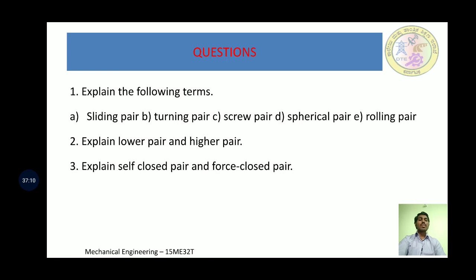Explain self-closed pair and force-closed pair. Self-closed pair: when two elements of a pair are connected together mechanically such that only the required kind of relative motion occurs, it is known as a self-closed pair. Lower pairs are self-closed pairs. Force-closed pairs: when two elements of a pair are not connected together mechanically but by means of an external force. Example, a cam and a follower.